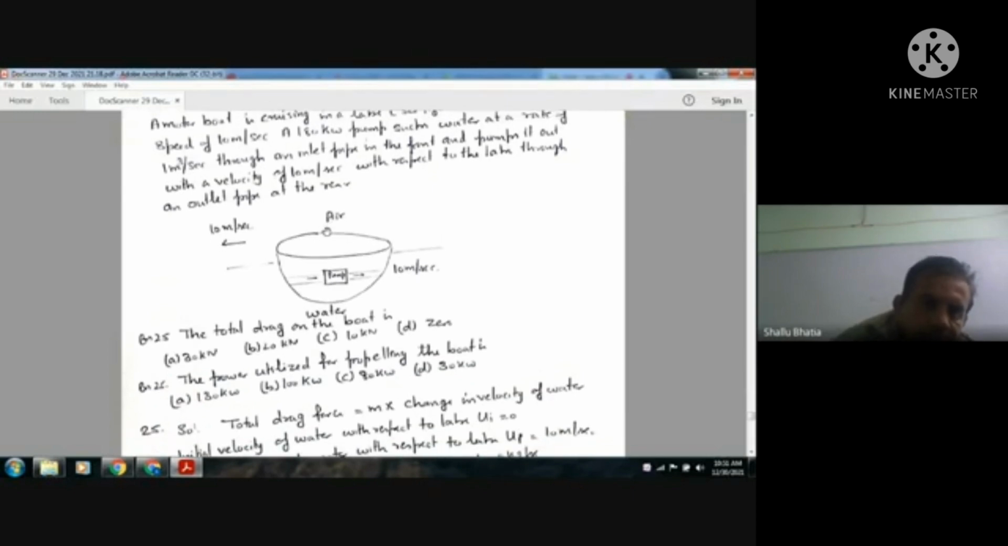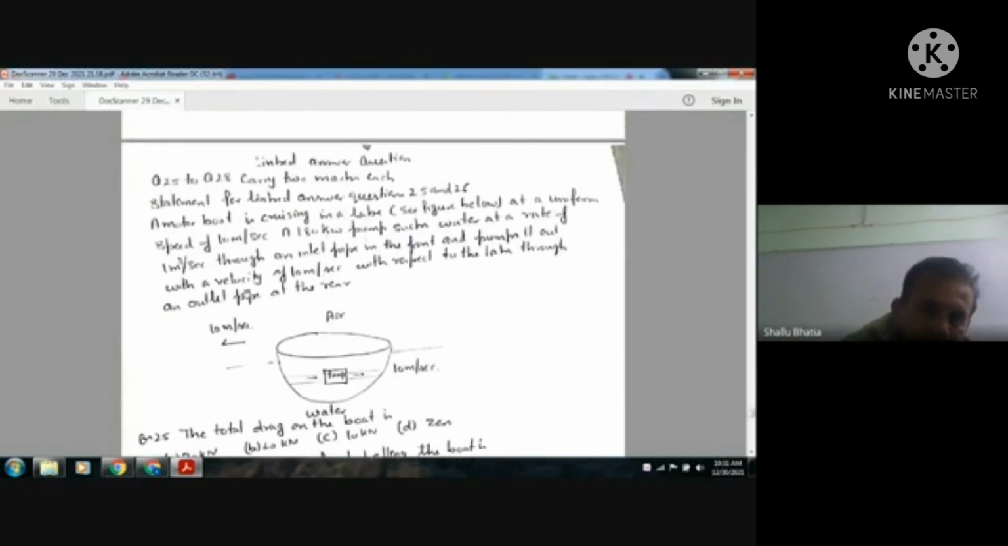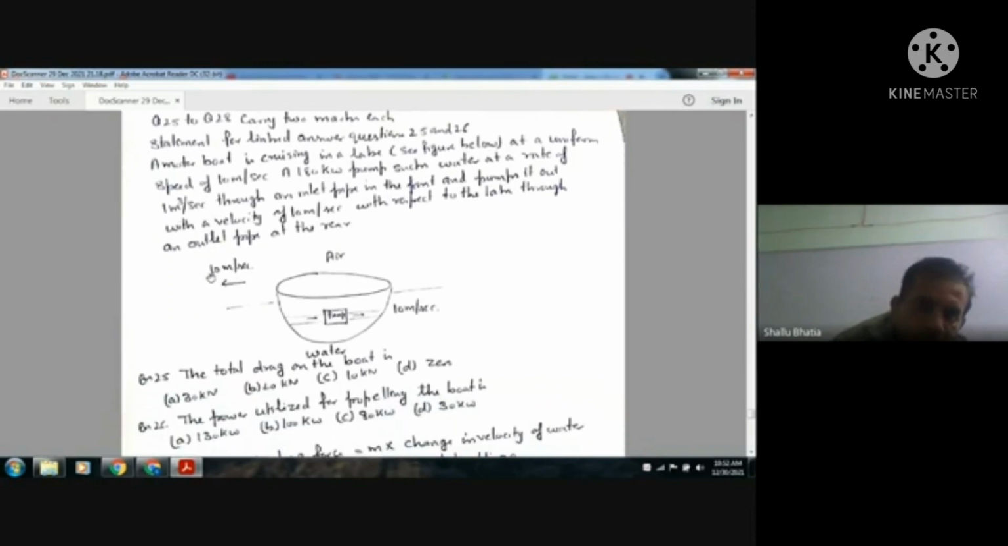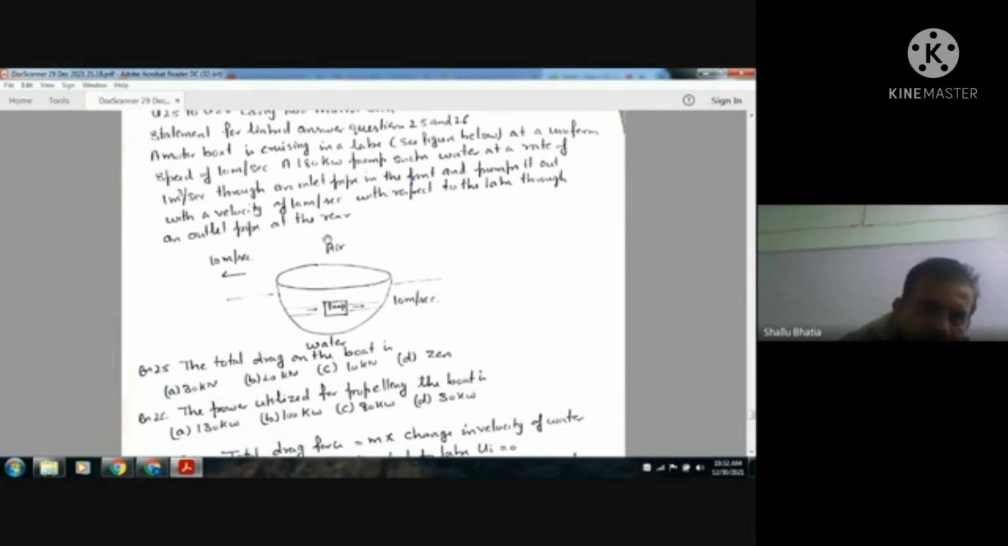So this is the figure given. It is given that a motorboat is cruising at a constant speed, that is 10 meter per second, and it sucks the water and pumps it out. Its capacity is 180 kilowatt and the volume flow rate is this. Now the velocity of the motorboat is just 10 meter per second.